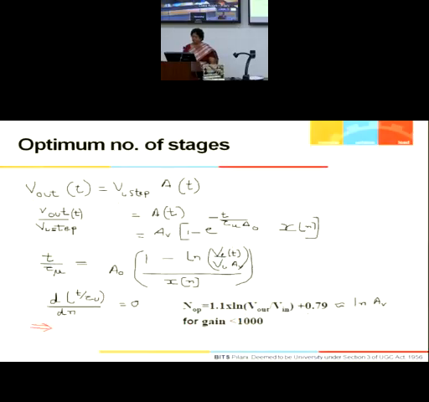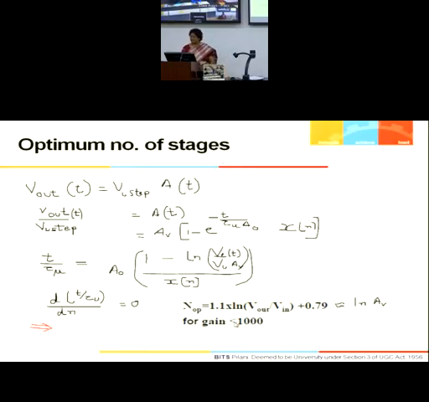Now we move on to the optimum number of stages. How many stages should you have? So again, you can write the expression for your V out of t, get its t, and then t, that means propagation delay time, has to be minimized with respect to n.